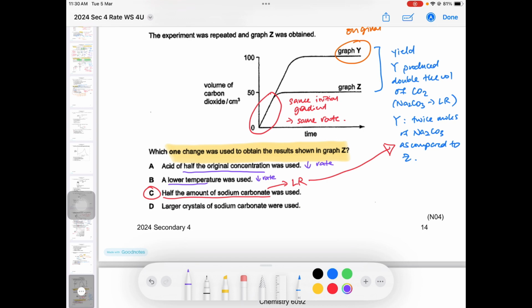The last one, larger crystals. This one would also give us a smaller surface area, which means that the rate is decreased. So the correct answer is C.